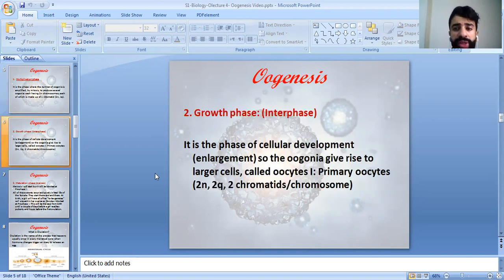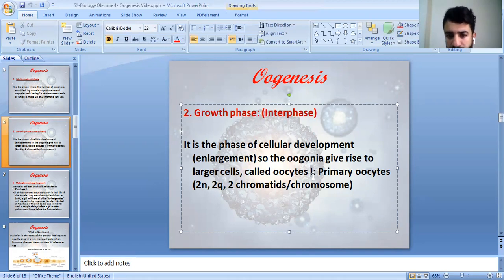The second phase is called the growth phase. They gave it as interphase. Why? Because during interphase we have duplication. In the growth phase, you have development and enlargement of the oogonia. They will give larger cells, which are called oocyte 1, and they have another name, primary oocytes. Oocyte 1 should be written with the Roman numeral. Oocyte 1, the primary oocyte, is 2N, 2Q, meaning that we have 2 chromatids per chromosome.